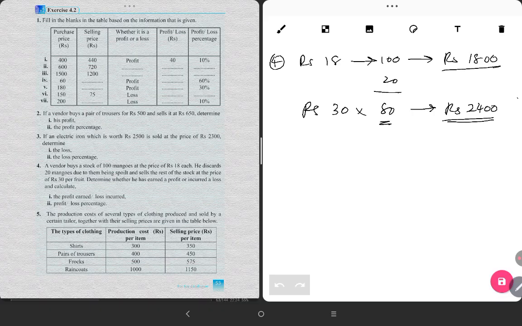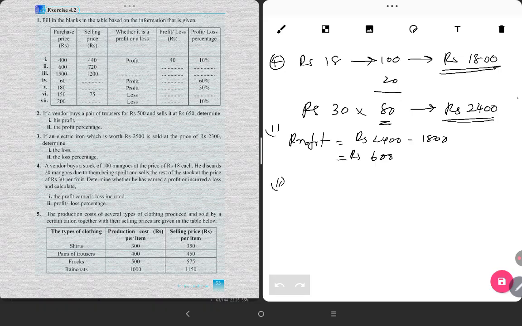He bought a total of 1800. Now he spent 1800, and he's making 2400 from just 80 mangoes, which is a good transaction for him. So his profit is how much? Rupees 2400 minus 1800, which is rupees 600. Okay, so this is the answer for the first question.